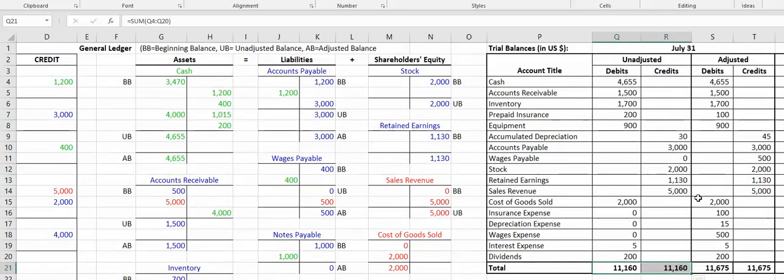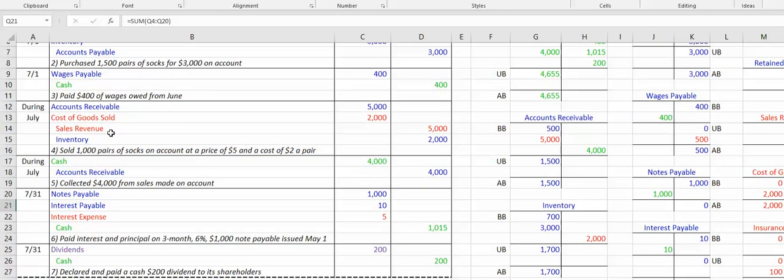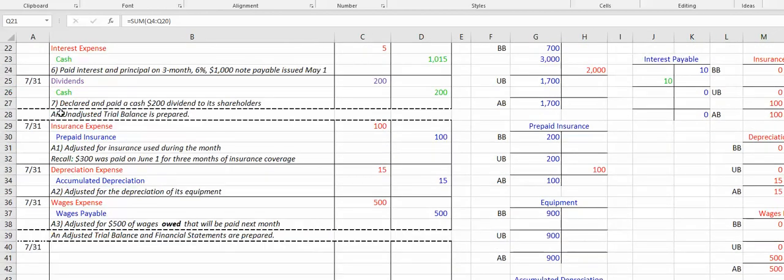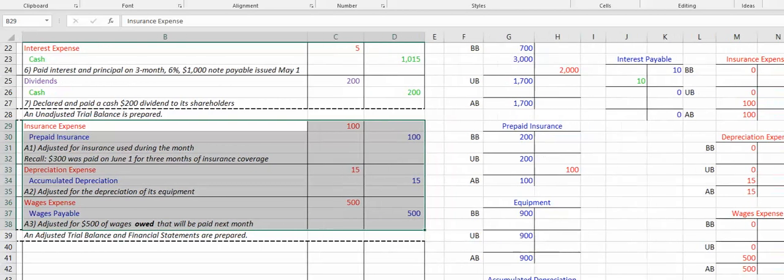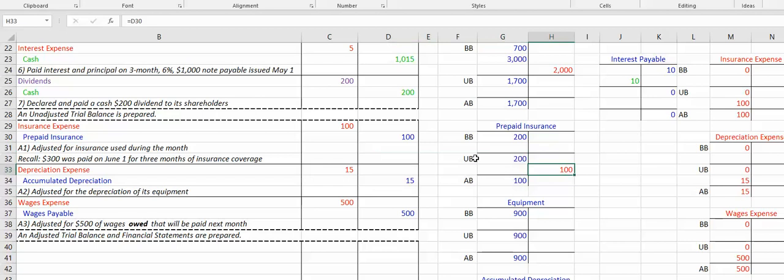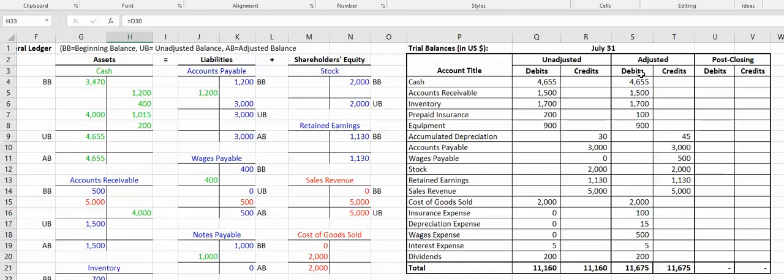And we reviewed these balances to determine whether any of the accounts needed adjusting, and we had 3 adjusting entries that we made. We recorded the adjusting entries in the journal. We posted them to the ledger between the unadjusted balance and the adjusted balance, and then we prepared the adjusted trial balance, getting the adjusted balances. So that's where we're at.